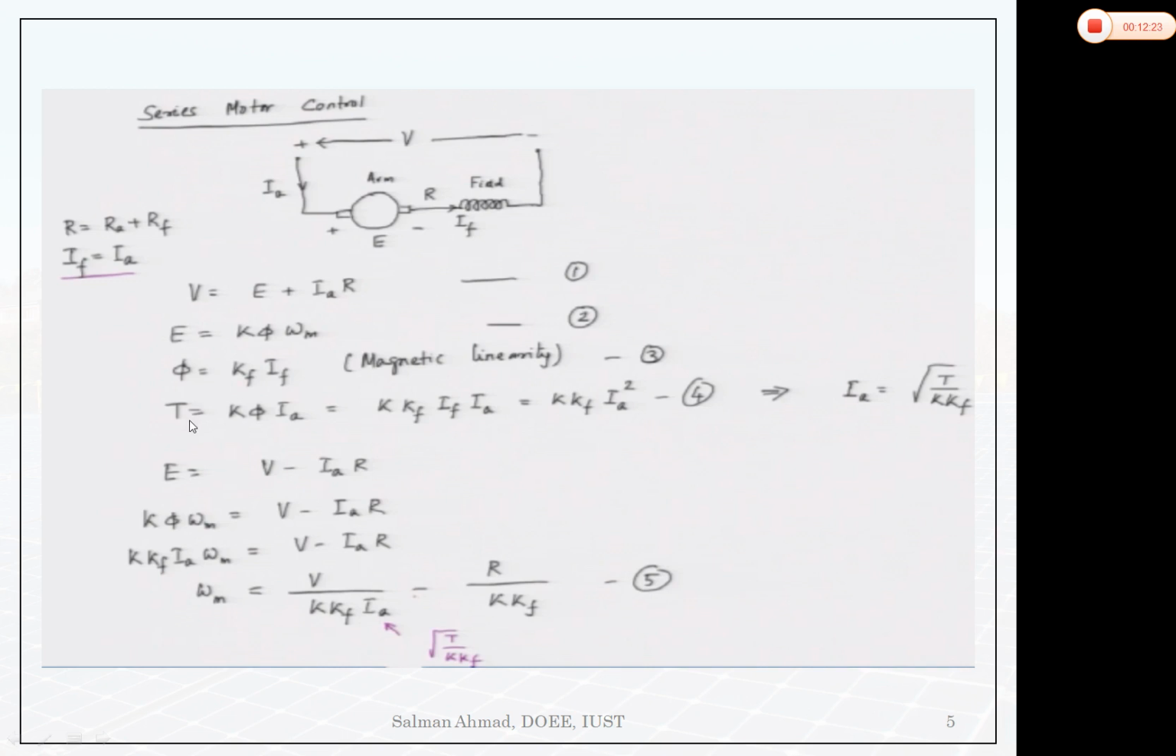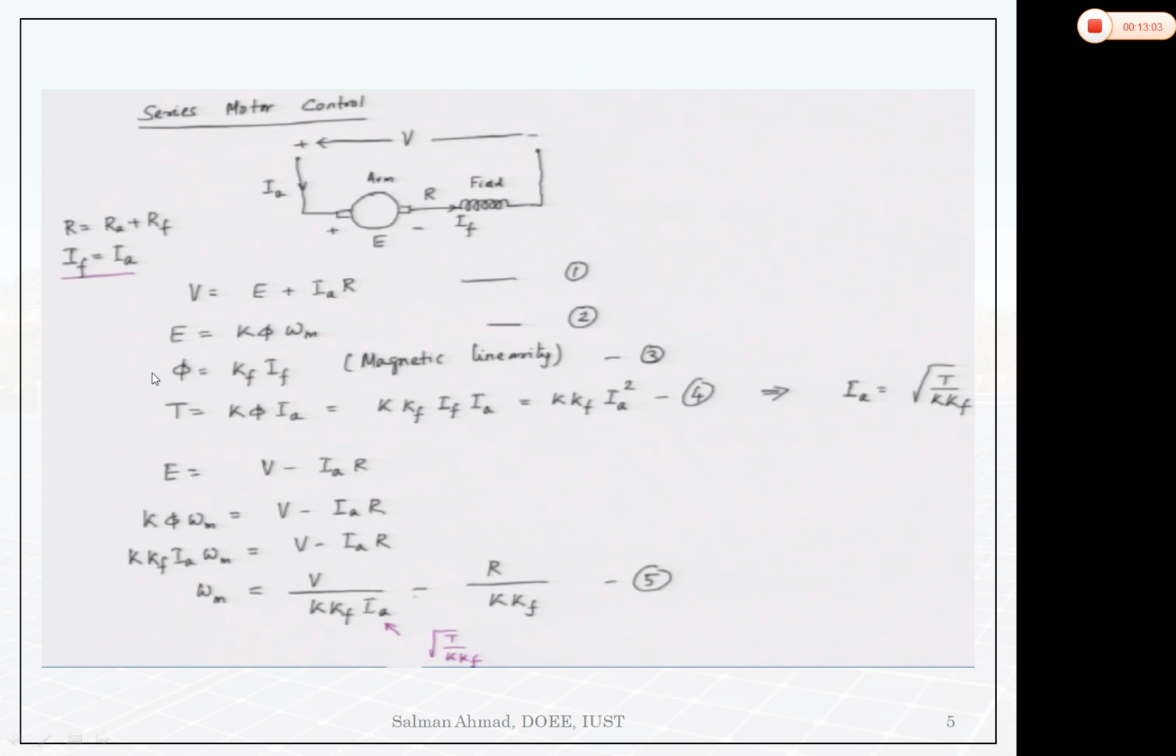And also the torque equation, like in the previous case, we can write as K phi into Ia. Now, flux we can replace from equation 3. So in place of flux, we have written Kf into If. So this is Kf If into Ia. If we collect the terms, If is equal to Ia, you can see field current is equal to armature current. So this is Kf Ia square. This is equation 4. From equation 4 we can write the armature current will be square root of torque upon Kf.